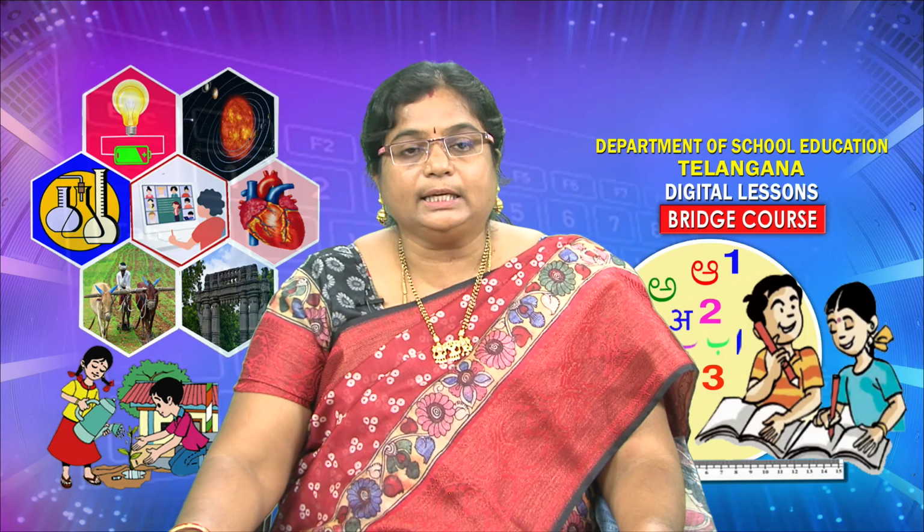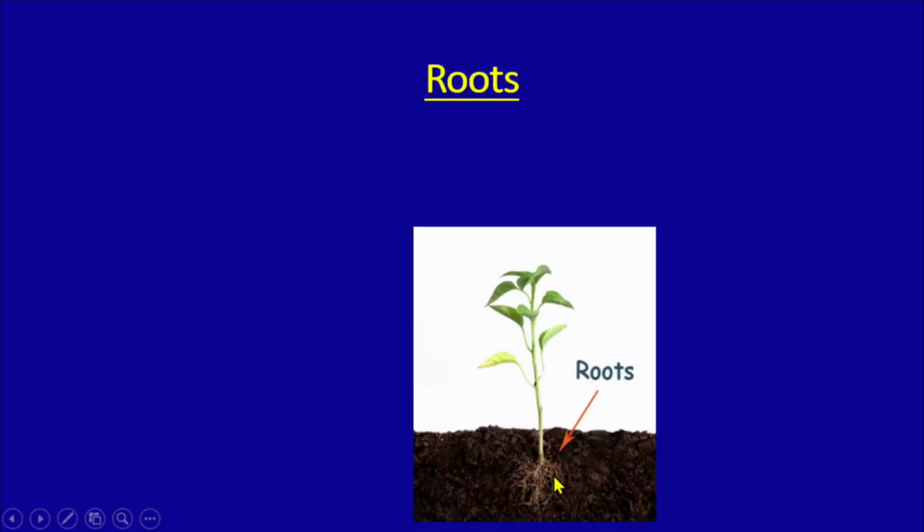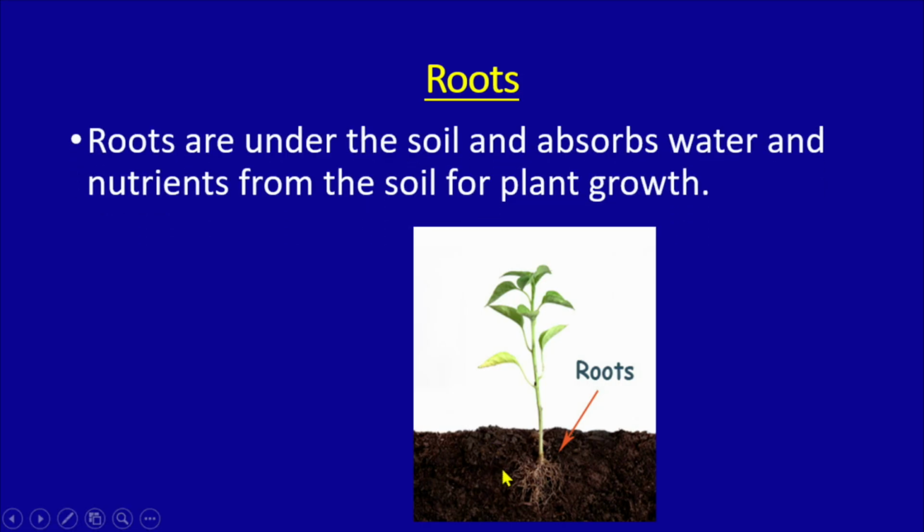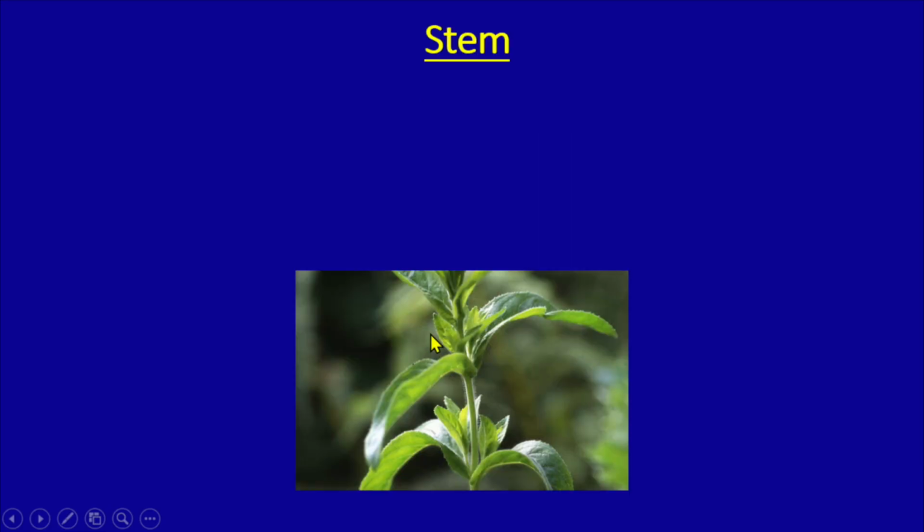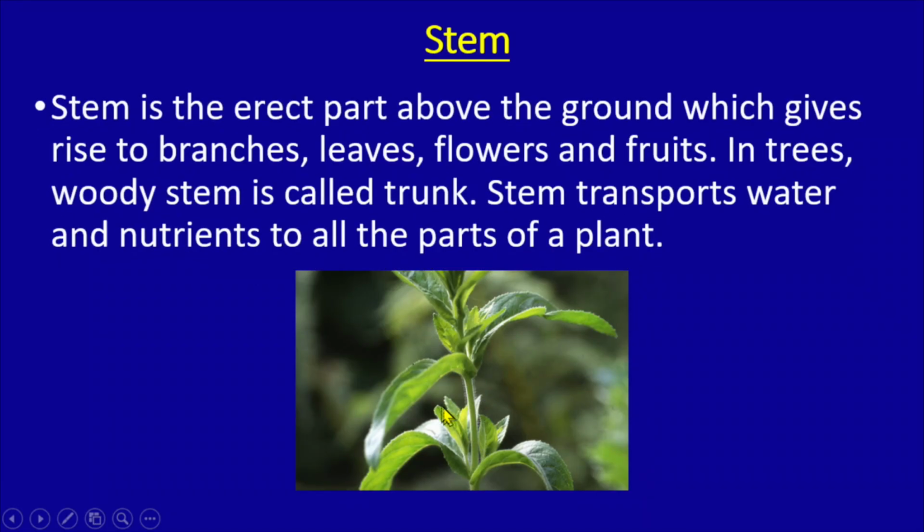Let's see in detail each part of a plant. Roots. Here you can see the roots under the soil. What is the function of the roots? Roots absorb the water and nutrients from the soil and it helps in the plant growth. Going to stem. Stem is the part above the ground which gives rise to different branches, leaves, flowers and fruits. As I said before also, in trees the woody stem is called trunk. What is the function of the stem? Stem transports water and nutrients to all parts of the plant.